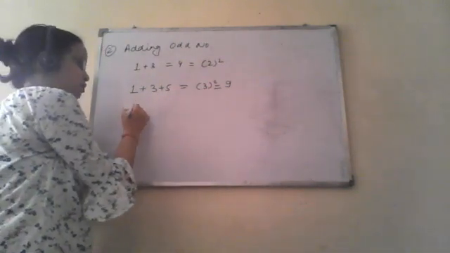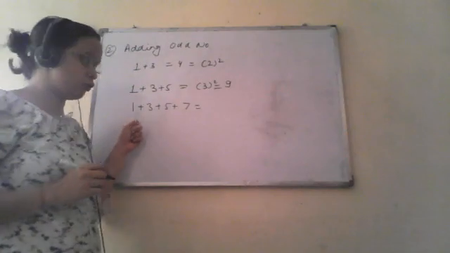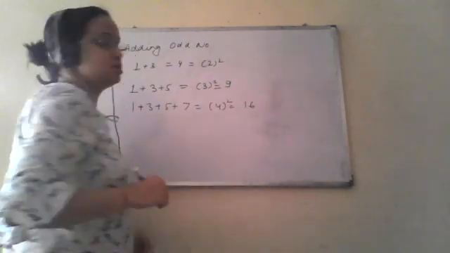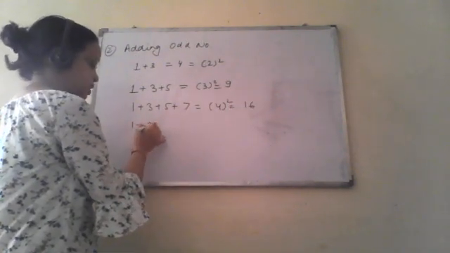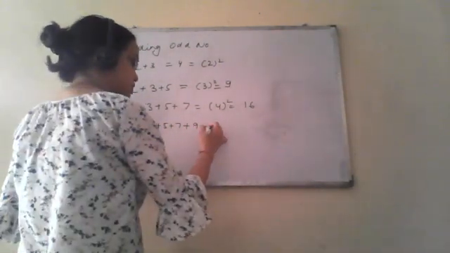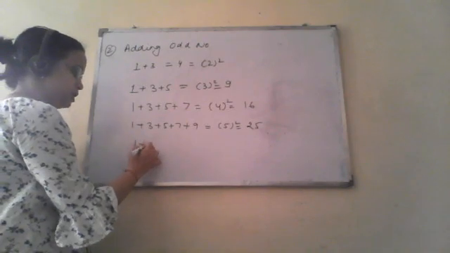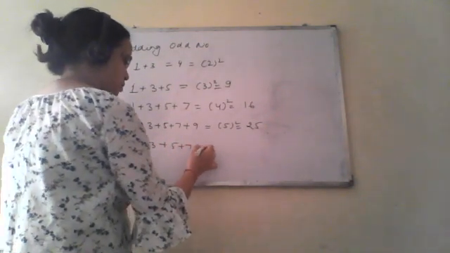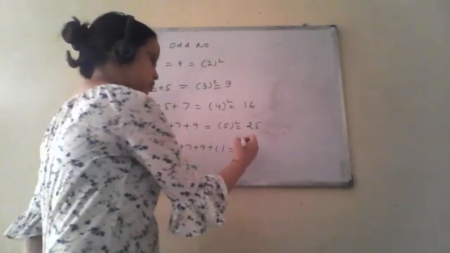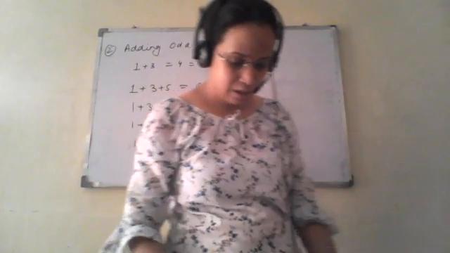If we see 1 plus 3 plus 5 plus 7, so these are the first four consecutive odd numbers, their sum will be equal to 4 square, or we can write 16. 1 plus 3 plus 5 plus 7 plus 9, so these are the first 5 consecutive odd numbers, their sum will be equal to 5 square, that is 25. 1 plus 3 plus 5 plus 7 plus 9 plus 11, so these are the first 6 consecutive odd numbers, their sum will be equal to 6 square, that is 36. Okay, so this is the pattern.